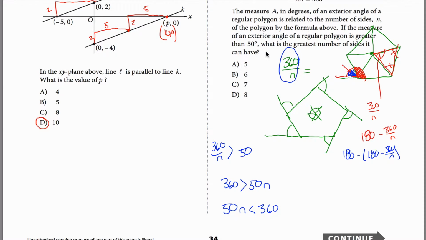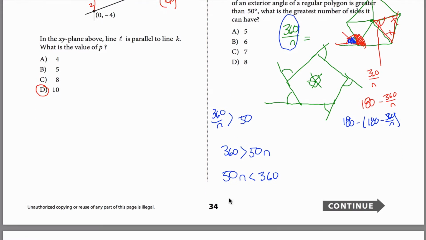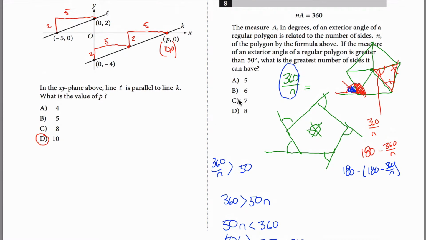So what is the greatest value of n that will satisfy this equation? Well, if n equals 8, for example, this is 400. 400 is not less than 360. But if n equals 7, 7 times 50 is 350. And sure enough, that is less than 360 degrees. So the correct answer in this case is 7. Relatively easy if you know this formula.